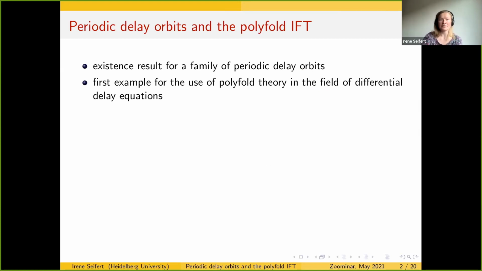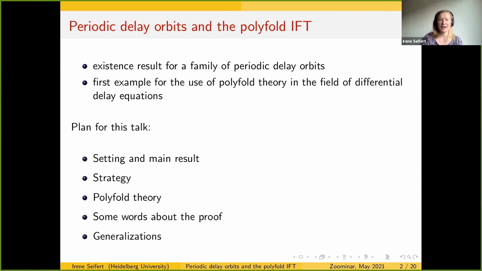So the plan for today is first to explain the setting a little bit and give the main result. Then I'll talk about the strategy of proof and give a very short reminder on polyfold theory. Then I want to say some words about the proof, and if there's time, I'd like to talk a little bit about possible generalizations of our result.